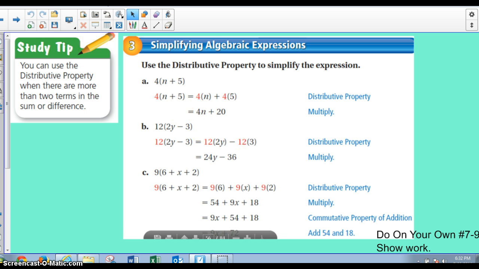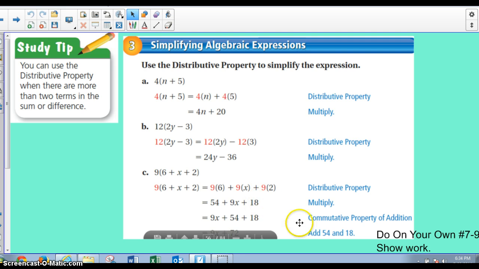C. All right, let's take a look at C. C says 6 plus x plus 2. That's in the parentheses. All of those times 9. So we do 9 times 6 plus 9 times x plus 9 times 2, and we come up with the distributive property written like that. Then you do the work. 9 times 6 is 54 plus 9x plus 18.